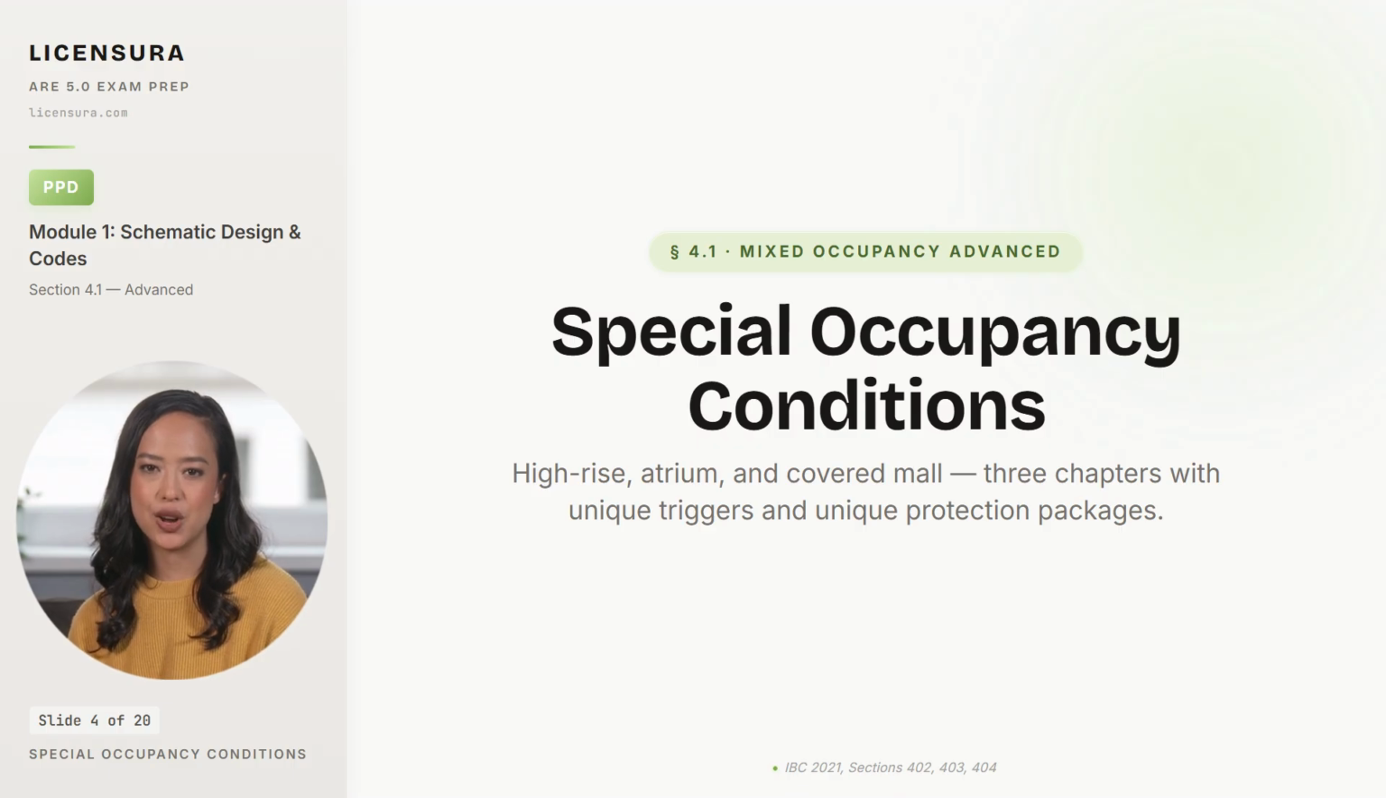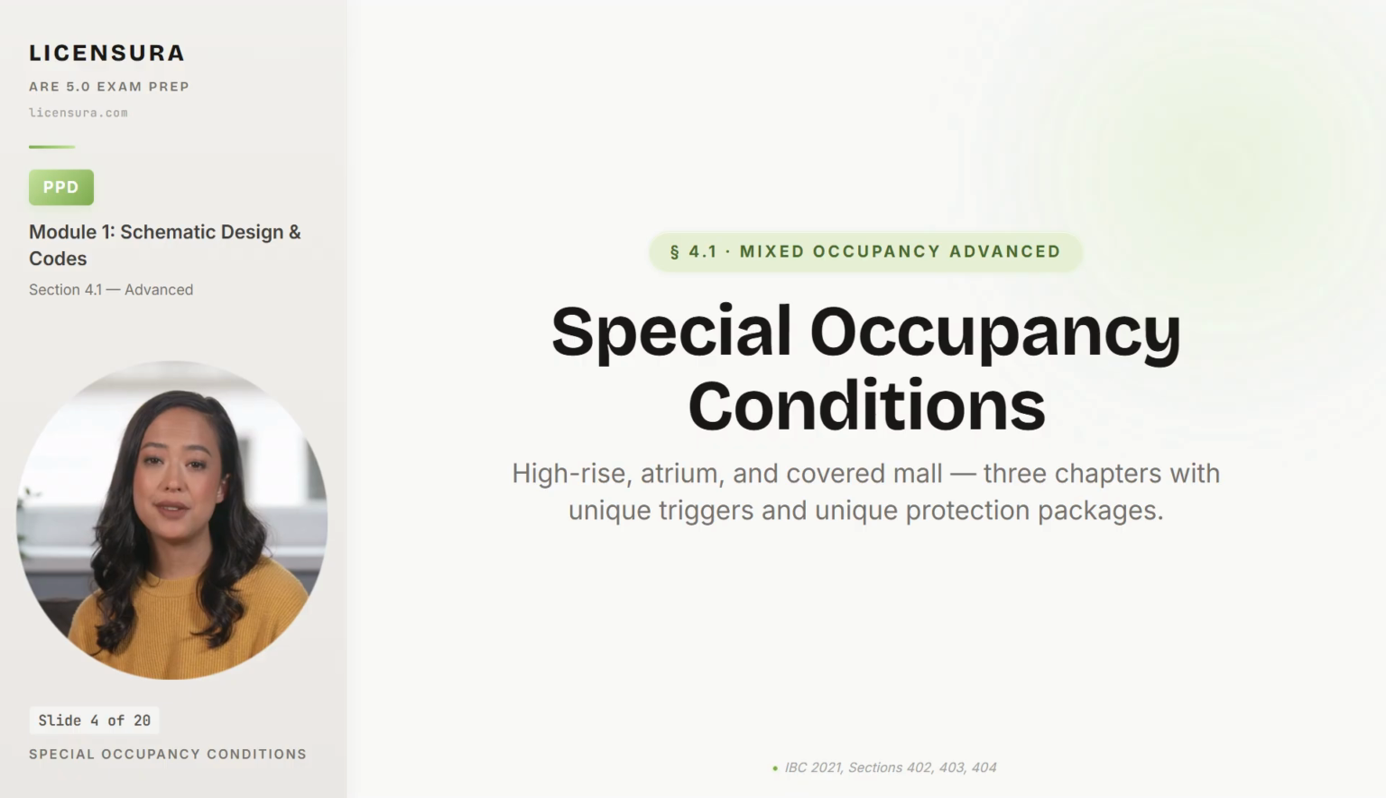High-rise, Section 403, is triggered when the highest occupied floor sits more than 75 feet above the lowest fire department vehicle access. Atrium, Section 404, is triggered by an opening that passes through 2 or more stories without being a stair, elevator, or shaft. Covered mall, Section 402, is triggered by a covered pedestrian zone connecting anchor stores.